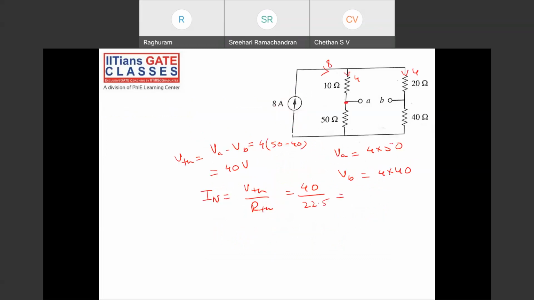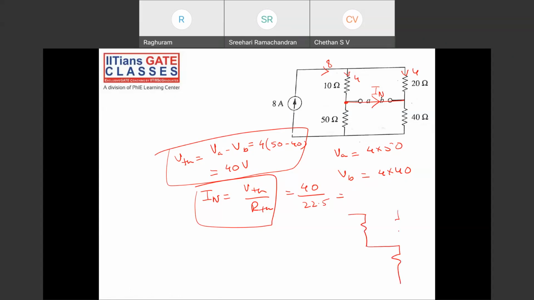See, this is how I did it, if you remember. I found VThevenin and then converted it into IN. It's difficult to find IN directly here. IN is not the same as 8, right? This is what IN is.